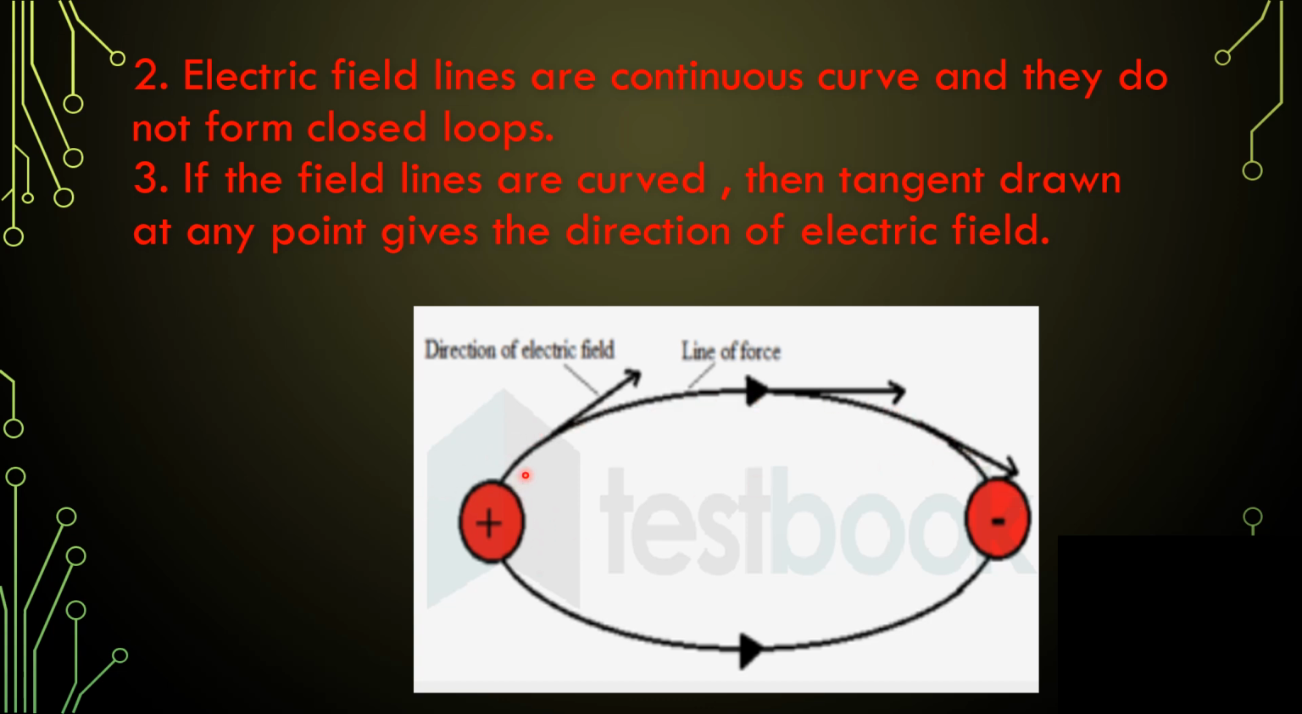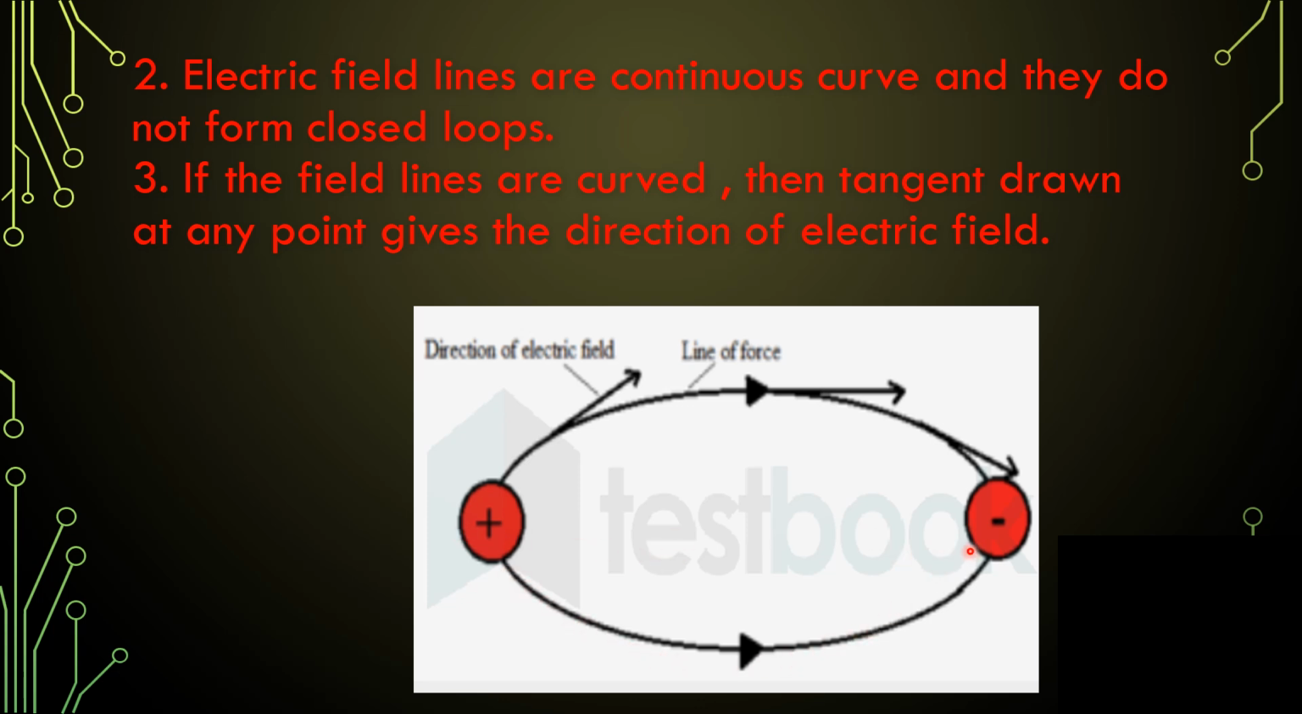So here the positive test charge is moving straight. It is repelled by the positive source charge. But as it is moving, it is attracted towards the negative. Right? That's why you are observing that the route followed by the positive test charge is curved. The path along which the positive test charge is moving is curved.